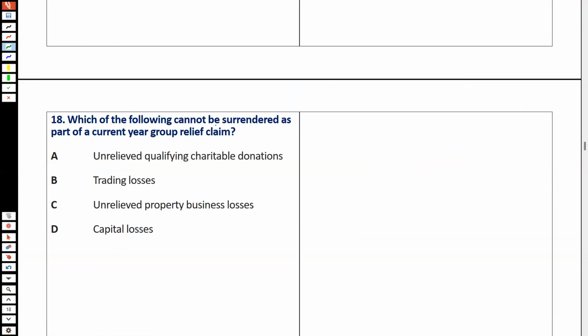Which of the following cannot be surrendered as part of a current year group relief claim? Cannot be surrendered as group relief claim. Can I have your feedback? Anyone? What option would you have marked for this question?